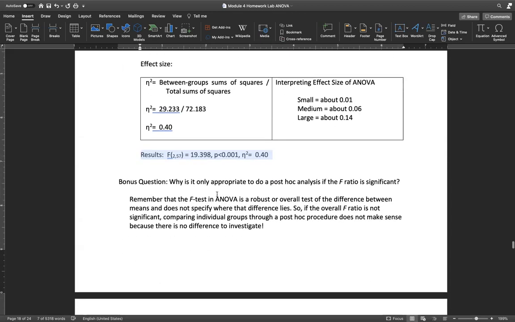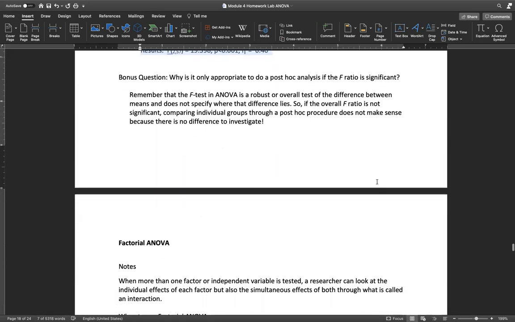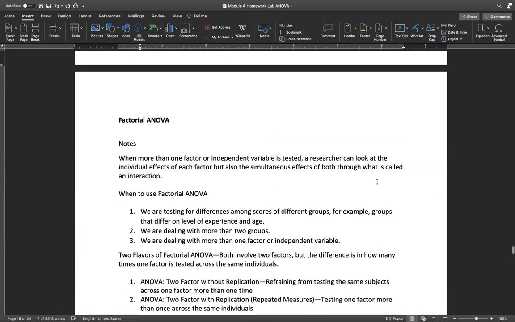All right, so why is it only appropriate to do post hoc analysis if the F ratio is significant? Well, there's only differences if you find that there are differences. So there's no need to do a post hoc unless you find a significant finding.